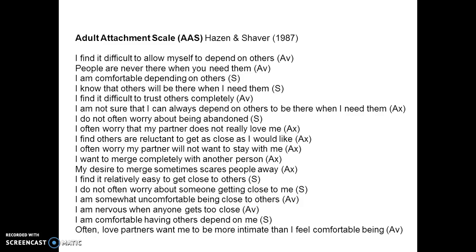So what's going on? There are a number of different ways in which these are measured. In adults, it's measured using the AAS, or the Adult Attachment Scale. We can see there the first one, I find it difficult to allow myself to depend on others. That's somebody who's aloof, with the avoidant attachment style. The third one, I'm comfortable depending on others, is secure. I often worry that my partner does not really love me, is anxious. So this tells you what these three different things are.